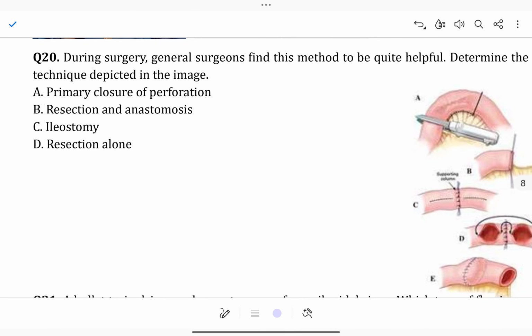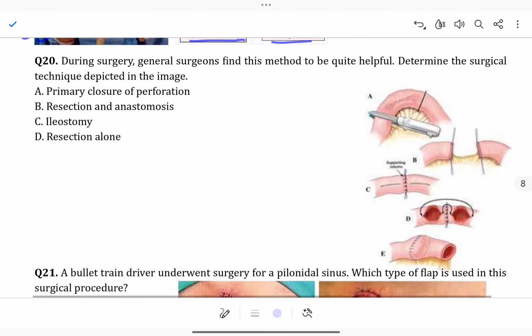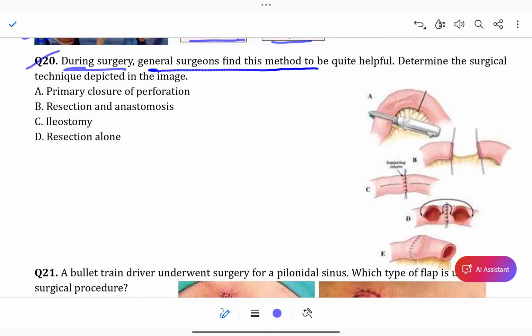Question number 20. Very easy. During surgery, general surgeons find this method quite helpful. Determine the surgical technique depicted in the image. They are cutting from here, dissecting, and after that they join here. That is called anastomosis. Option A, primary closure of perforation. Option B, resection and anastomosis. Option C, ileostomy. Option D, resection alone.